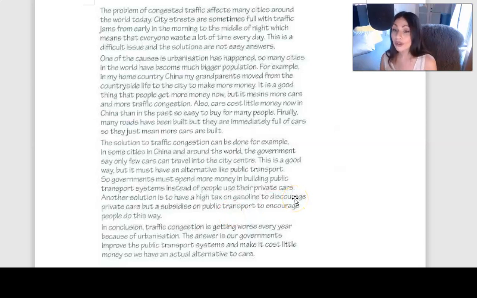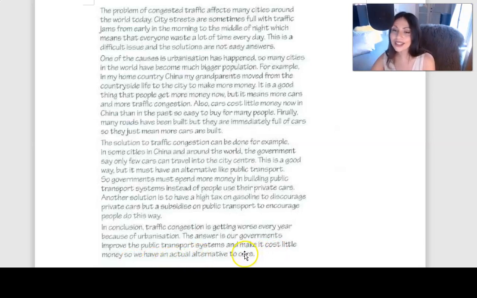Now your concluding paragraph. In conclusion is a very good way to start. Traffic congestion is getting worse every year because of urbanization. The answer is our governments must improve the public transport systems. We must improve public transport systems and make it cost little money. That's very informal, it's very colloquial, we need to make it more technical. So, and make it more cost effective. So we have an actual alternative to cars.